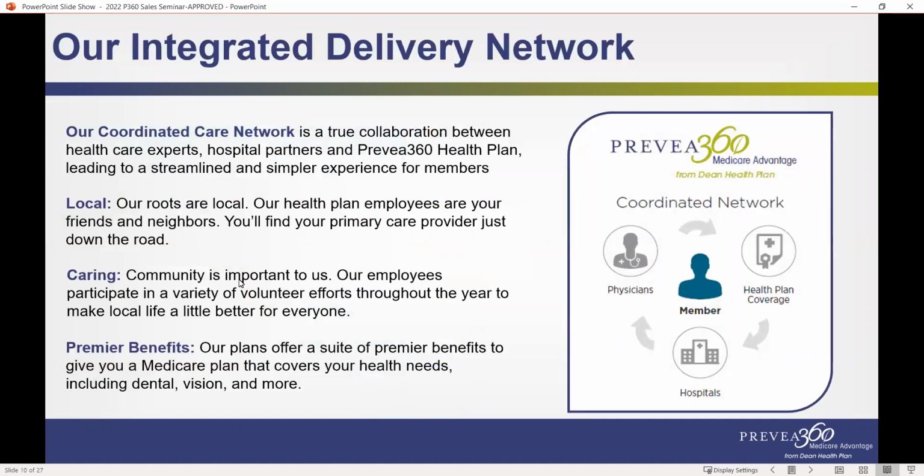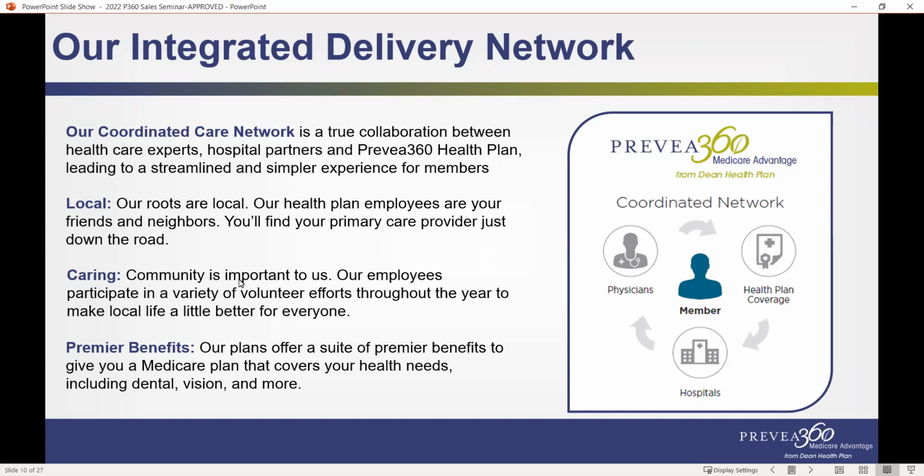So at Prevae360 Dean Health Plan, we are considered an integrated delivery network. And what this means is it's a true collaboration between healthcare experts, hospital partners, and Prevae360 Health Plan, leading to a streamlined and simpler experience for members. Our roots are local. Our health plan employees are your friends and neighbors, and you'll find your primary care providers just down the road. Community is important to us. Our employees participate in a variety of volunteer efforts throughout the year to make life a little better for everyone.